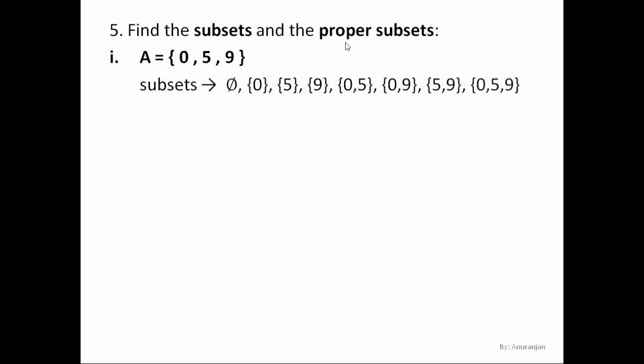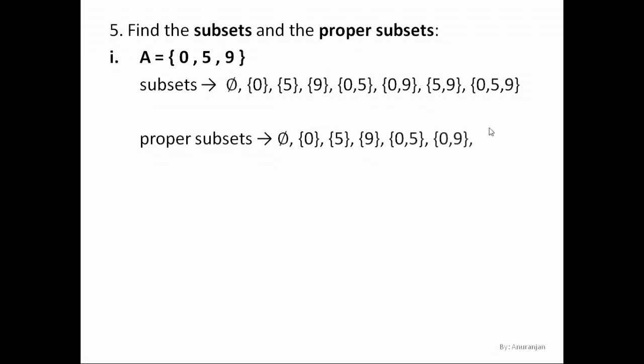Now let's find the proper subsets. We know the condition. So for proper subsets we can include all of them except one. So phi will be there, the single-element sets, and the two-element sets like {0, 5}, {0, 9}, {5, 9} will also be there. Only the set which is equal to the parent set will not be present. So that will not be a proper subset. So here these are the proper subsets. Clear?